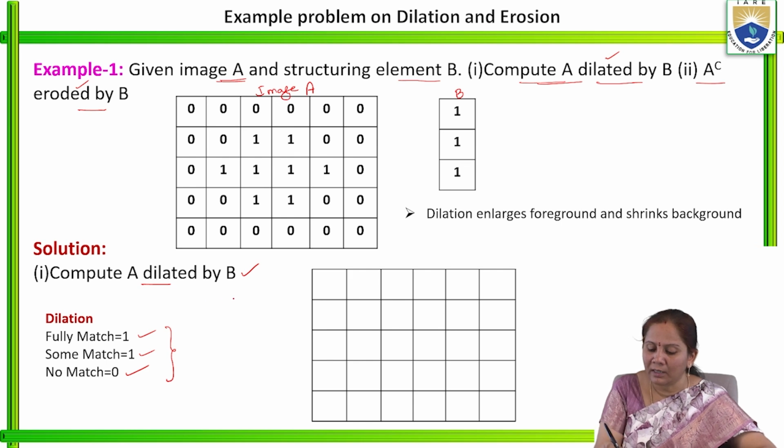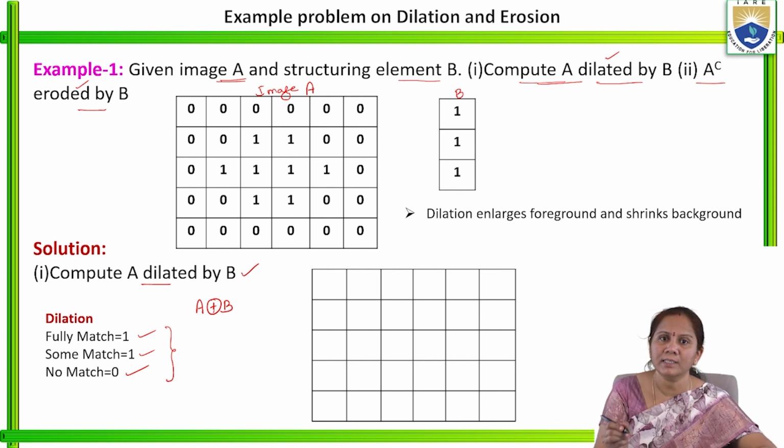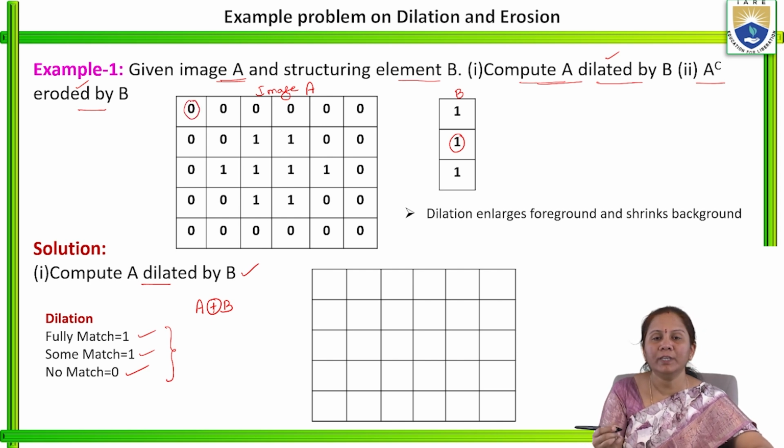That means here, how to represent it: A dilation by B. This is the symbol of dilation. Now let us perform this operation. This is the structuring element B, which is also called a sub-image. It will act as a mask, and we have to place this mask on the given image A such that the center pixel value of the structuring element is placed on the element which we need to find.